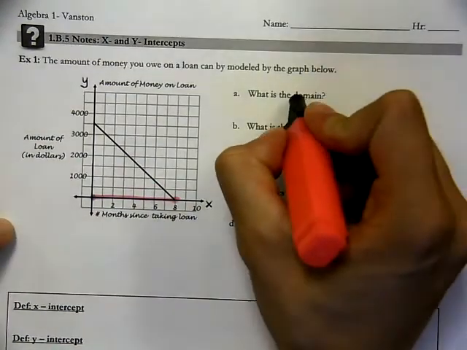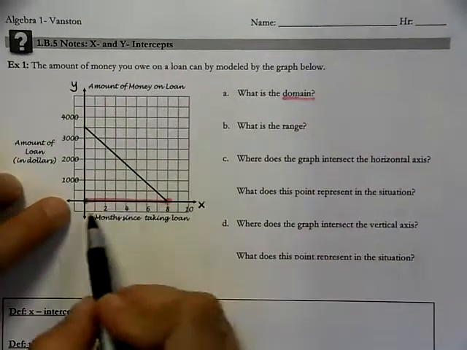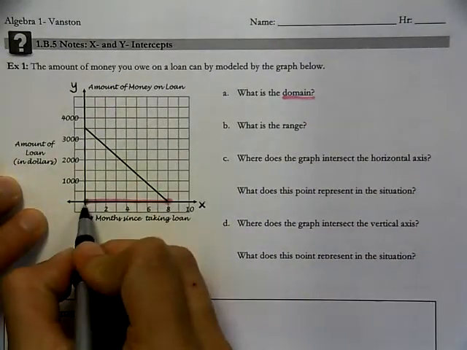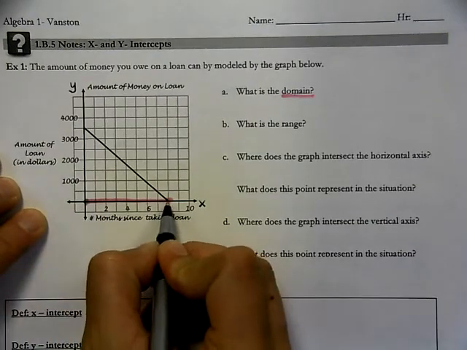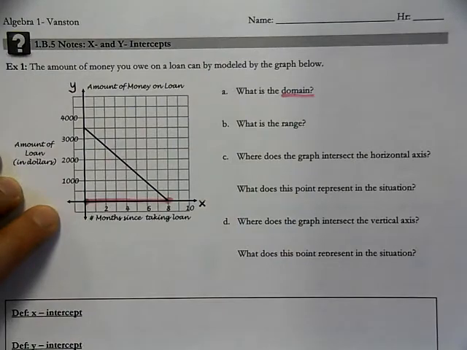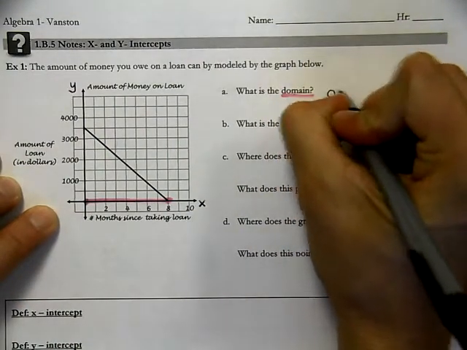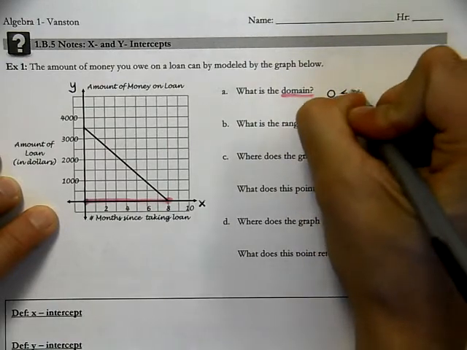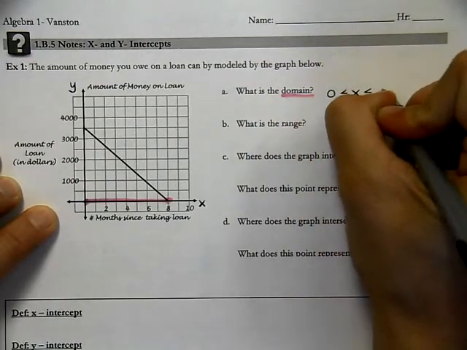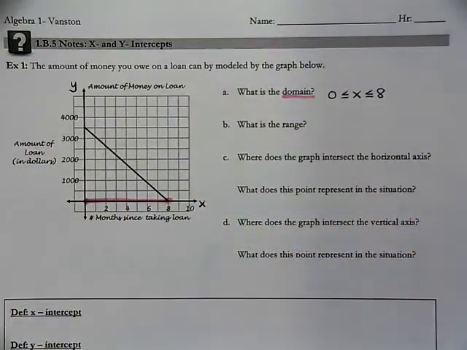So if I'm thinking about domain, it would be all of these values. If you think back to what we talked about with inequalities, to show that we would need a compound inequality whose lowest value is 0 and highest value is 8. And we're going to include those because it looks like it actually hits those values. So I know that means we have 0 is less than or equal to x, which is less than or equal to 8.